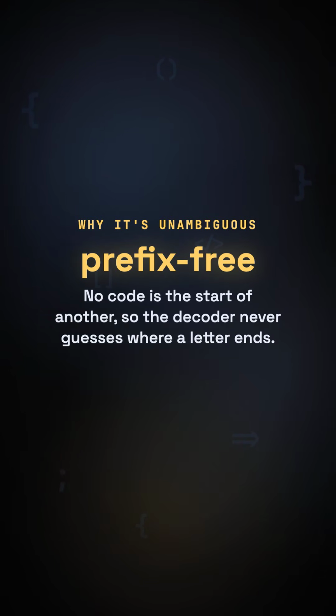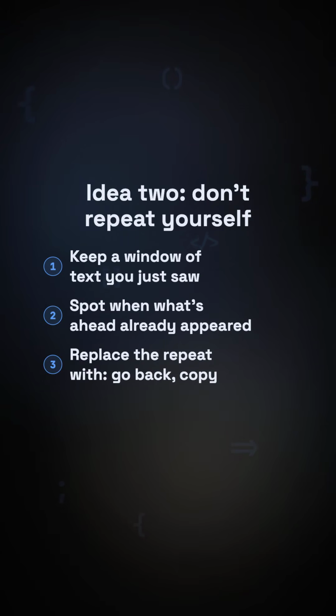Decoding becomes a walk. Each bit steers you left or right until you fall onto a leaf. Emit that letter, jump back to the root, repeat. No guessing, ever. But Huffman only sees one letter at a time. It can't tell that a whole word just repeated.